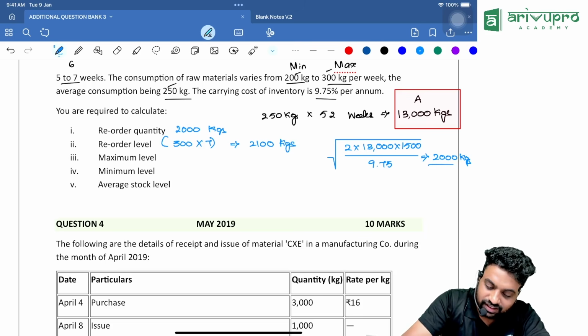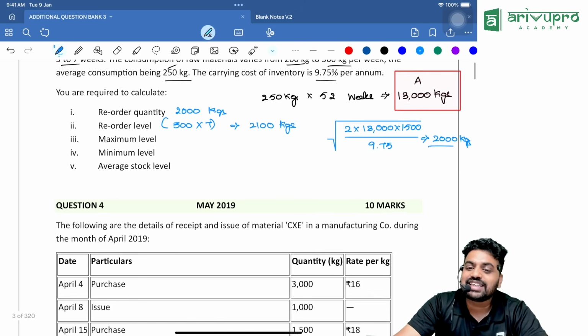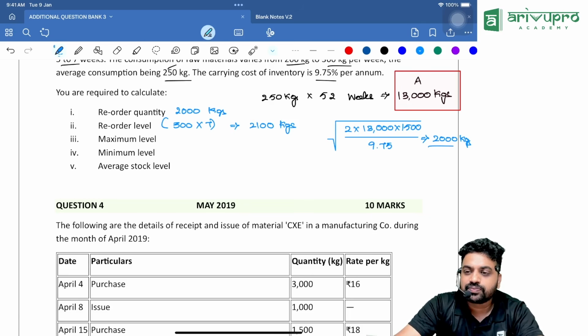2100 kgs. Correct? Next, maximum level. Maximum level is nothing but ROL plus ROQ minus minimum consumption into minimum reorder period.